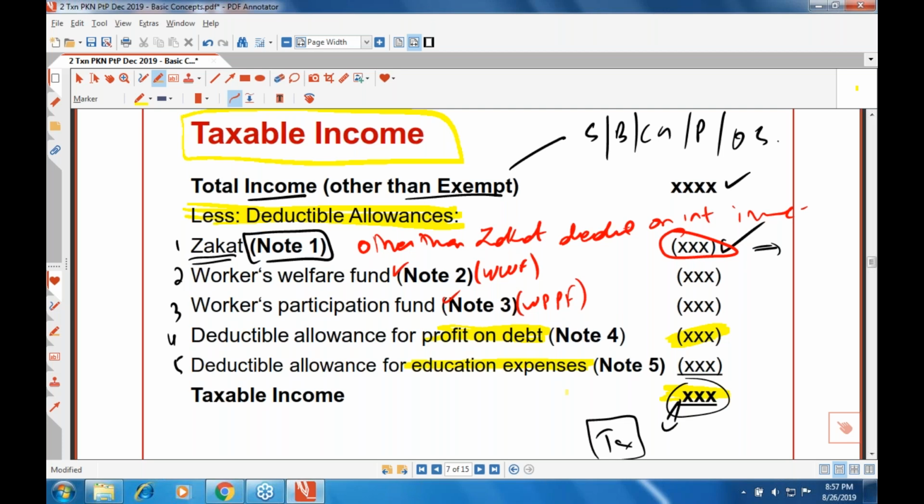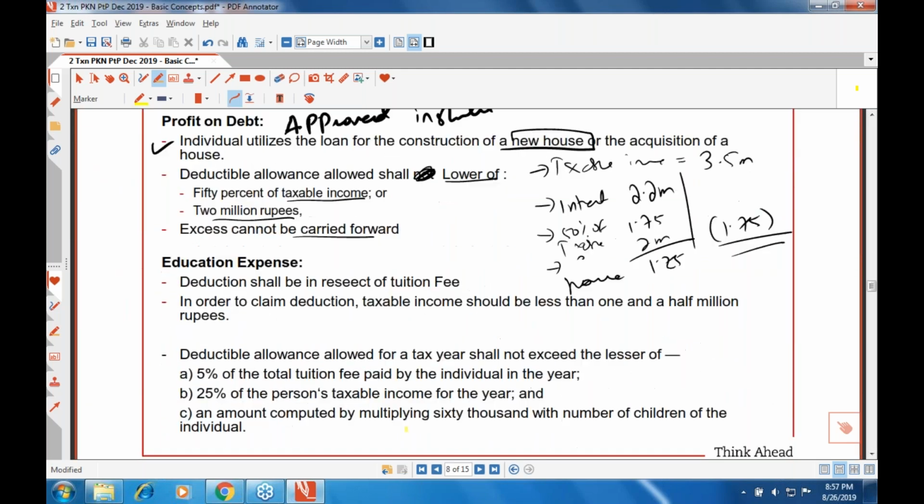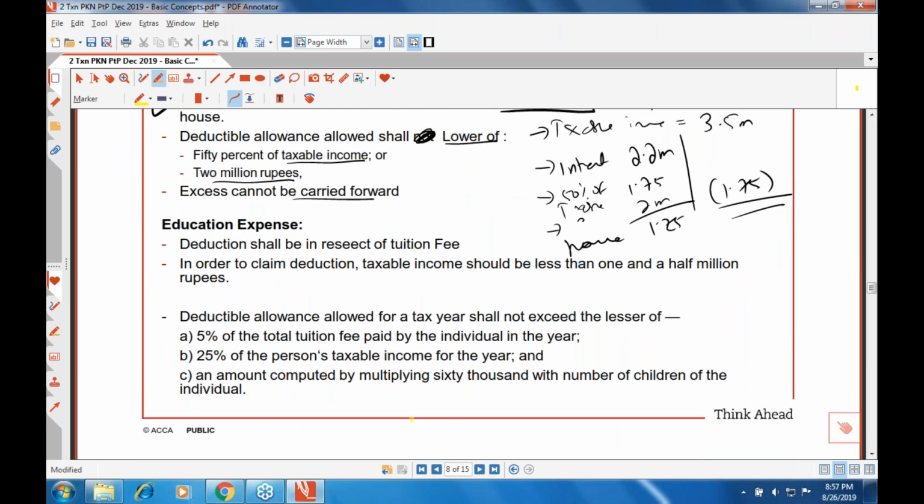So the parents of the kid are allowed to claim the deduction of the educational expenses that they have paid with respect to their kid. Now, how can they claim the deduction? Let's start discussing it. The law specifically says the deduction shall be in respect of the tuition fee only. That means if you are paying examination fee, that's not deductible.